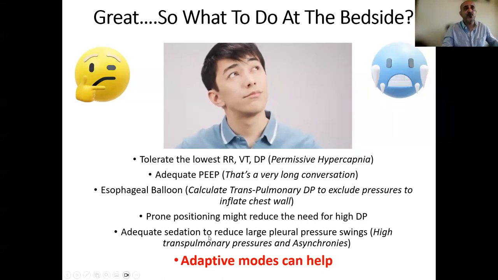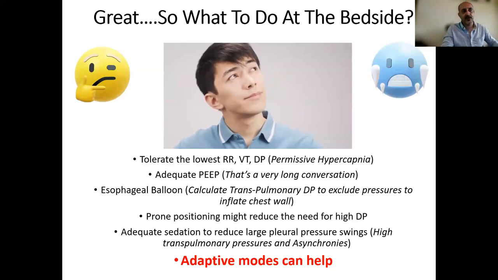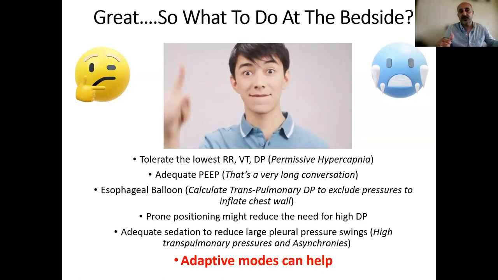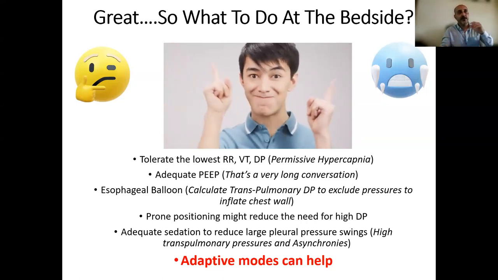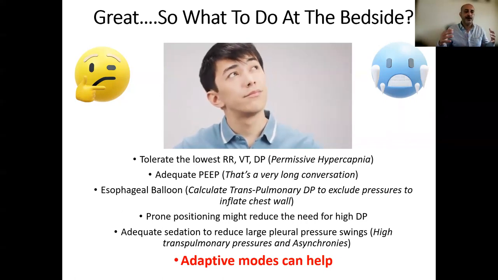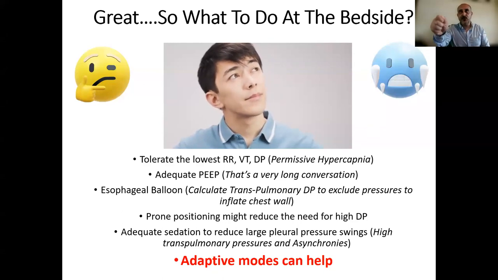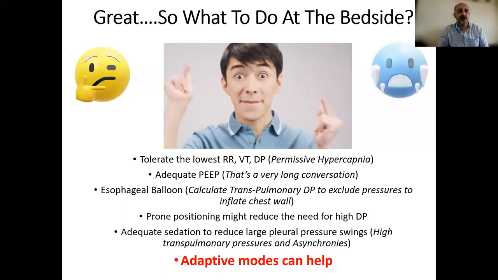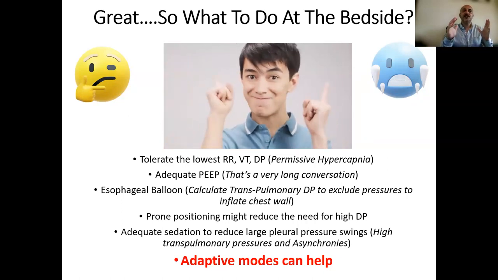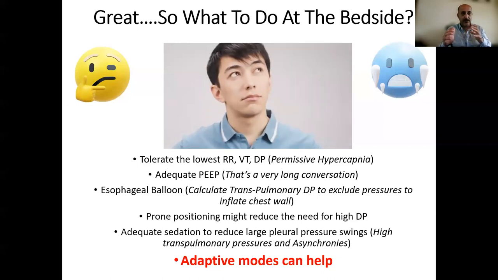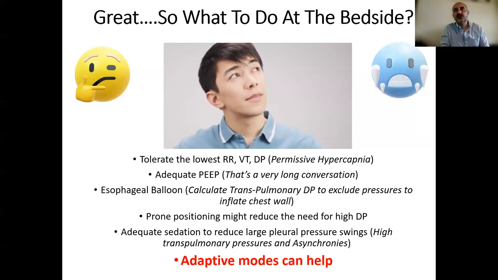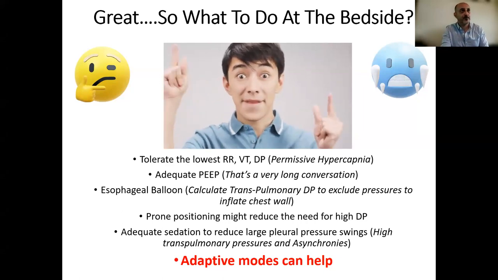Lastly, how about adaptive modes? As I showed you, they do reduce the mechanical power, and they do that breath by breath. We can't be at the bedside all the time as clinicians, and every time something changes, whether it's respiratory rate or the compliance or the resistance, we can't keep going every couple of minutes to adjust the ventilator. The great thing about adaptive modes is basically you have an expert clinician living inside the ventilator, which is the computer, and it does all these adjustments automatically for you.